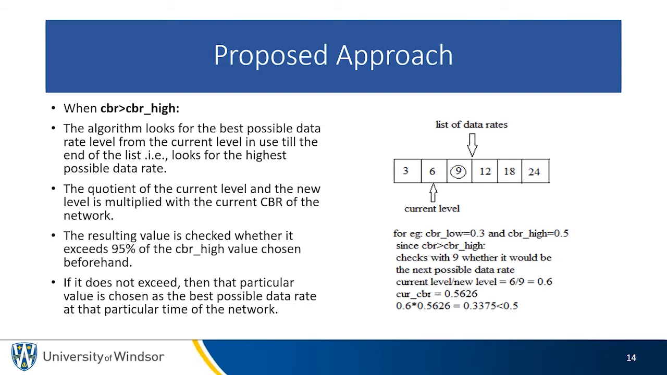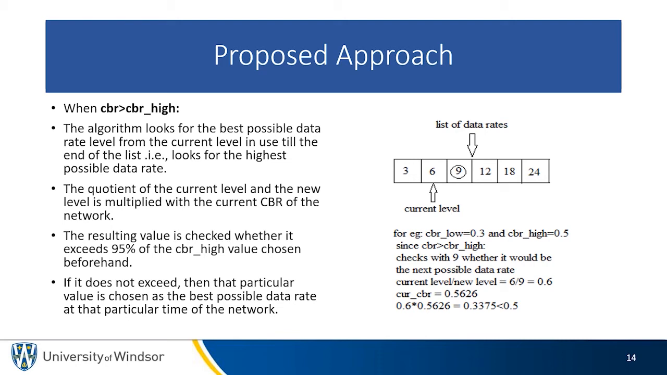Proposed approach, part 2. When the current CBR of the network goes above the high channel threshold, the algorithm looks for the best possible data rate level from the current level in use till the end of the list. That is, the algorithm looks for the highest possible data rate, since the list is in ascending order. The quotient of the current level and the new level is multiplied with the current CBR of the network. The resulting value is checked whether it exceeds 95% of the high channel threshold value chosen beforehand. If it does not exceed, then that particular value is chosen as the best possible data rate level at that particular time of the network. Let us look at the illustration.